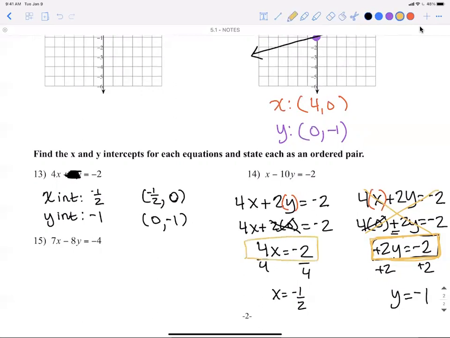4x equals -2. I can skip this step because really you can do that step mentally. If it helps you to write all that out and plug the 0 in and then solve, by all means do it. But if you're able to mentally cover up the y and solve for x, and then cover up the x and solve for y, you've got your intercepts.